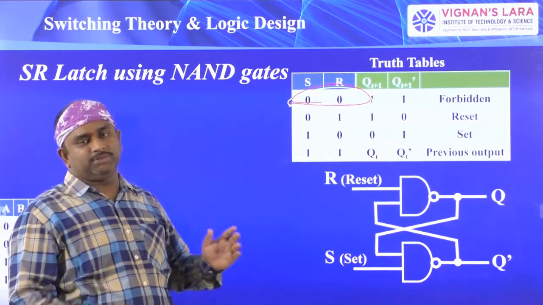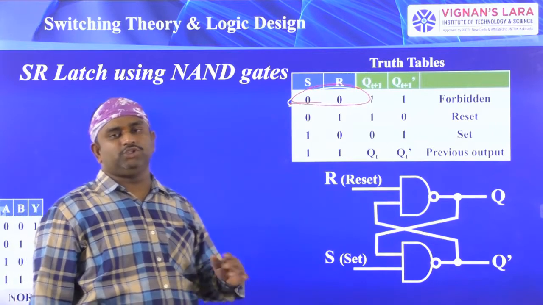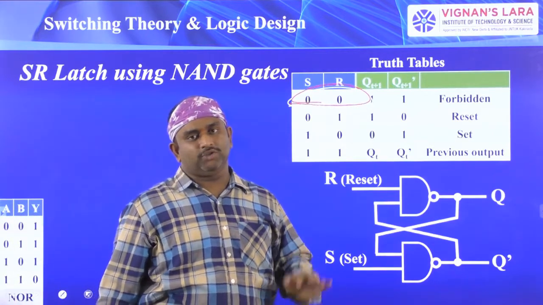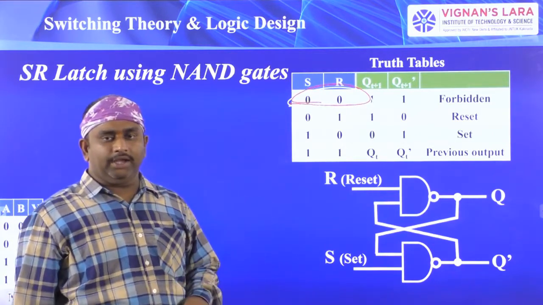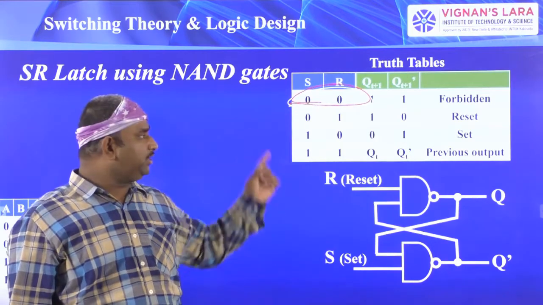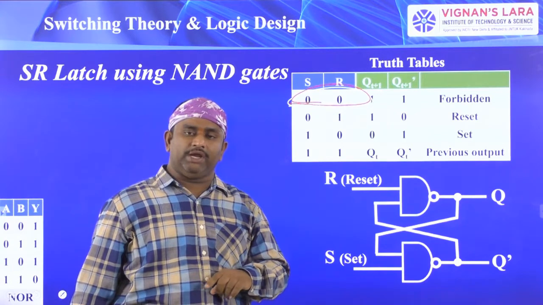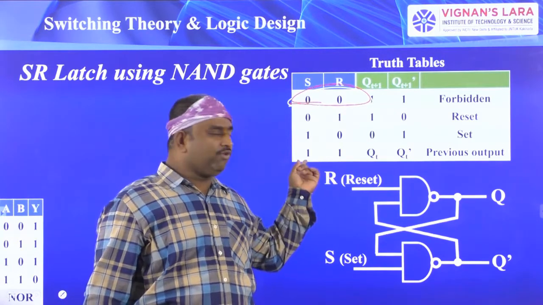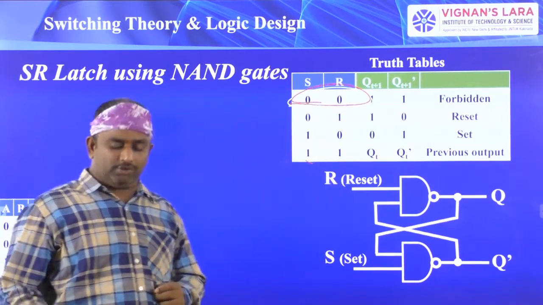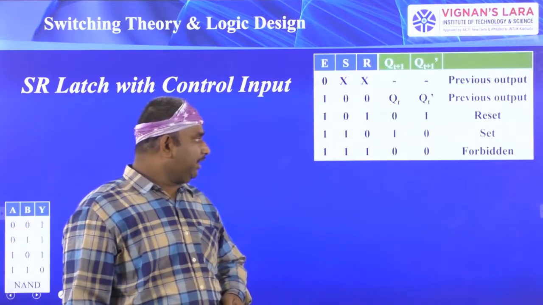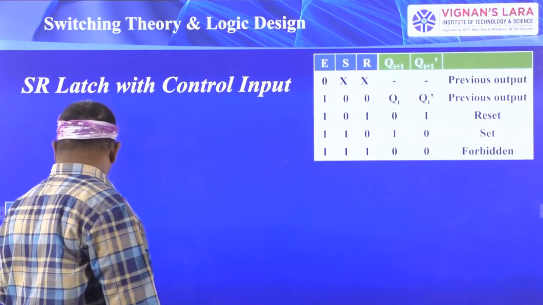So it almost seems to be the reverse operation for the 0 0 and 1 1 combinations compared to the NOR gate. In the NOR gate, the 1 1 state is invalid. Here the 0 0 state is invalid. In the NOR gate, for the 0 0 state the previous outputs follow. Here for the 1 1 state the previous outputs are going to follow. Right.